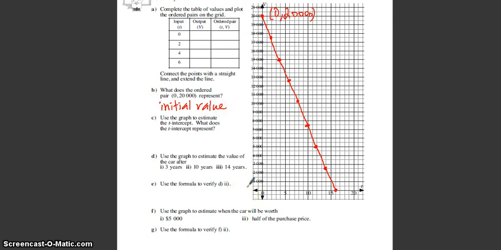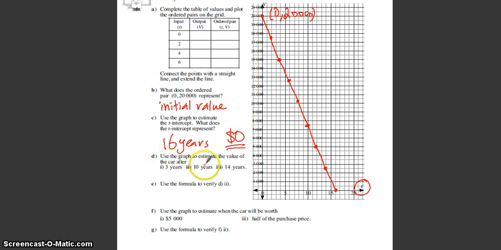Here it is the car. Use the graph to estimate the t-intercept. Why is it called t? Because it's not variable x, so the t-intercept here means x-intercept. You extend the line, it's 16 years. What does it represent? It represents that 16 years later, your car is worth nothing. Very bad. But you can still drive it.